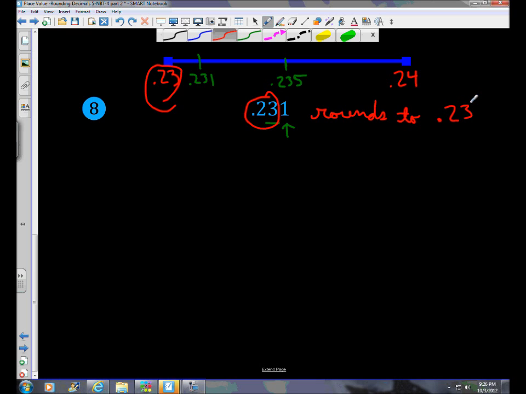And there you have it. There's a quick look at rounding decimals.